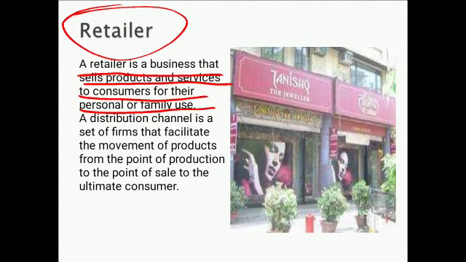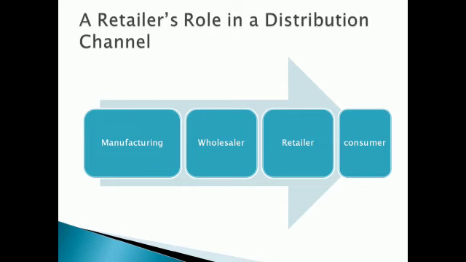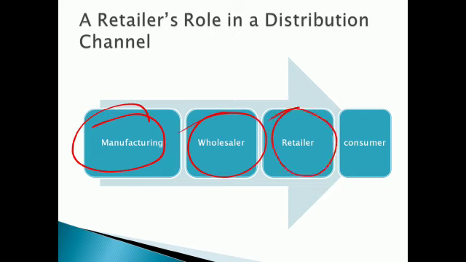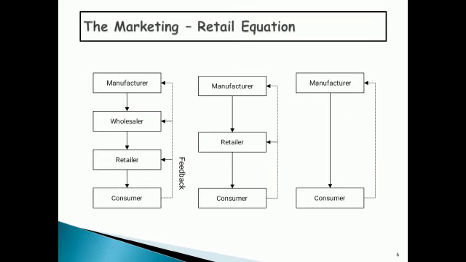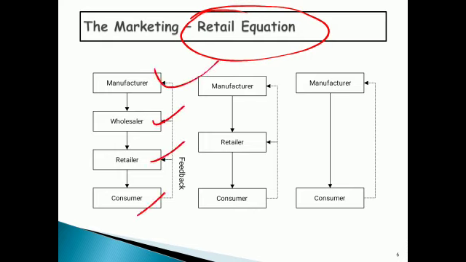Then see, a retailer's role in the distribution channel. You can find manufacturer, wholesaler, retailer and consumer. Where is the retailer? Here. Goods are manufactured, then usually sent to the wholesalers, then wholesaler to the retailer, retailer to the consumer. Hope you're clear. Then the marketing, the retail equation. See this: manufacturer, wholesaler, retailer and consumer. Or else you can find another type of equation, that is manufacturer, retailer and consumer.